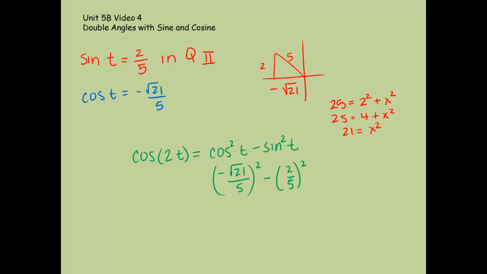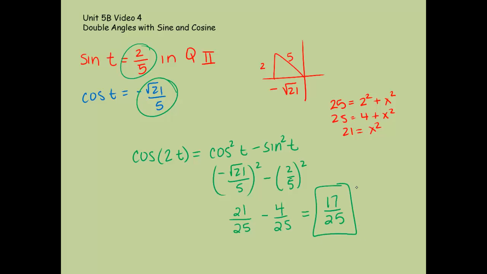So once you write out your formula, cosine squared of t minus sine squared of t, and you have the 2 values that you need, you replace them in the formula and then simplify. So the square root of 21 squared, and it's negative, will become positive 21 over 25. Square this one and you get 4 over 25. We can subtract them for a final answer of 17 over 25. And that is the double angle for t.